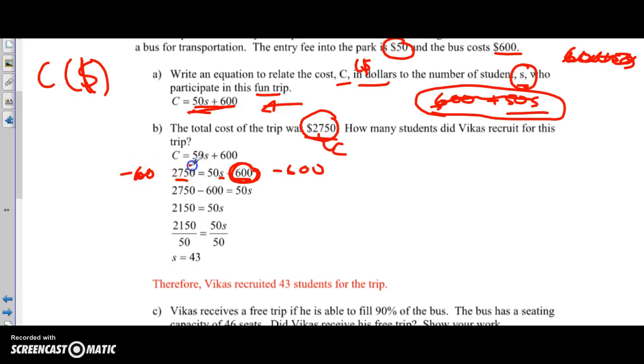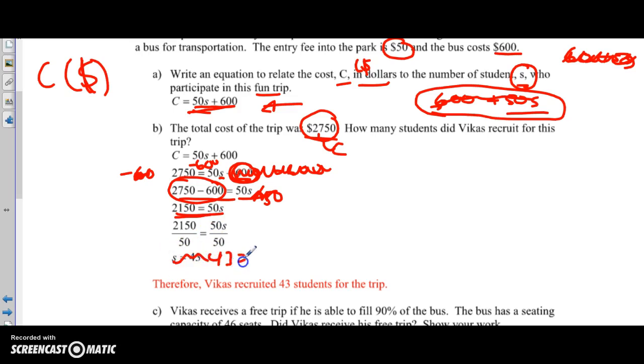If you had room, you could do that, and then this plus 600 minus 600 turns into 0, and you end up with 2750 minus 600 is 50S. So to get rid of the adding, you subtract on both sides. To get rid of the multiplying, what's the 50 doing on this side? It's multiplying. The opposite of multiplying is division. So 50S divided by 50, this whole thing divided by 50. 2750 subtract 600 is 2150. Now I divide by 50, and I get 2150 divided by 50 is equal to 50 over 50S, which is just plain old S.